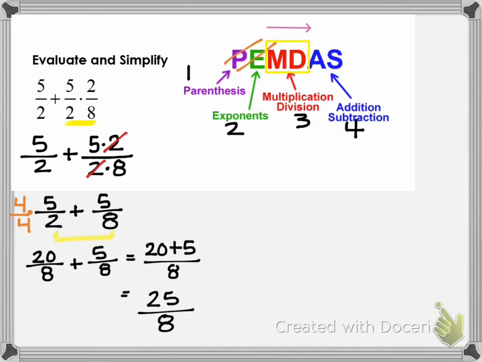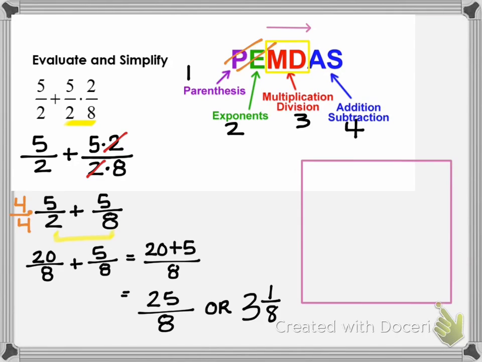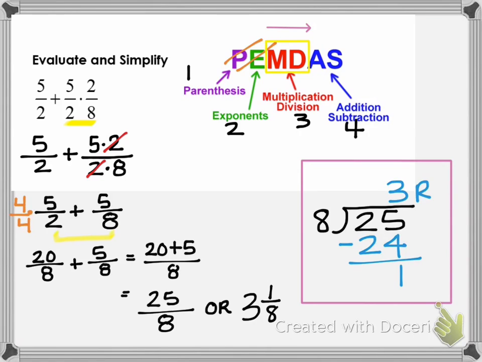Now, if you want, you can leave your answer as an improper fraction, or we can turn it into the mixed number 3 1/8. Now, if you need a quick review on how I got to the answer of 3 1/8, what we did was we divided 25 by 8. So when I do the long division, I see that 8 goes into 25 3 times. 3 times 8 is 24, and there's a remainder of 1.